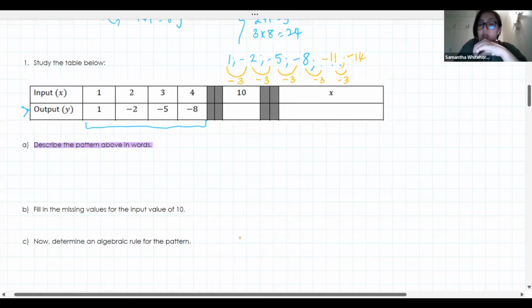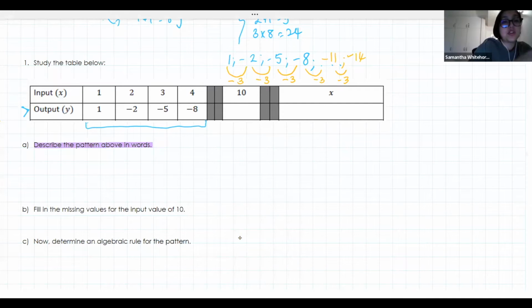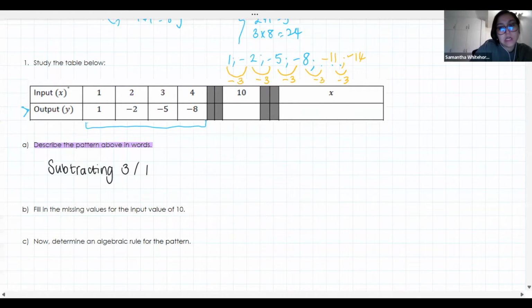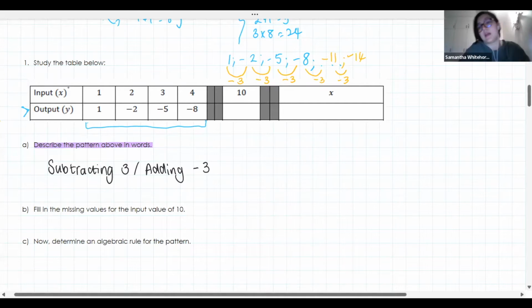All right, so we know what our rule is. We're subtracting 3. If you're describing this rule as adding -3, absolutely fine. It means the same thing. So either you're describing this pattern as subtracting 3, or you are saying you are adding -3. Either one, absolutely fine. You get to where you need to be.